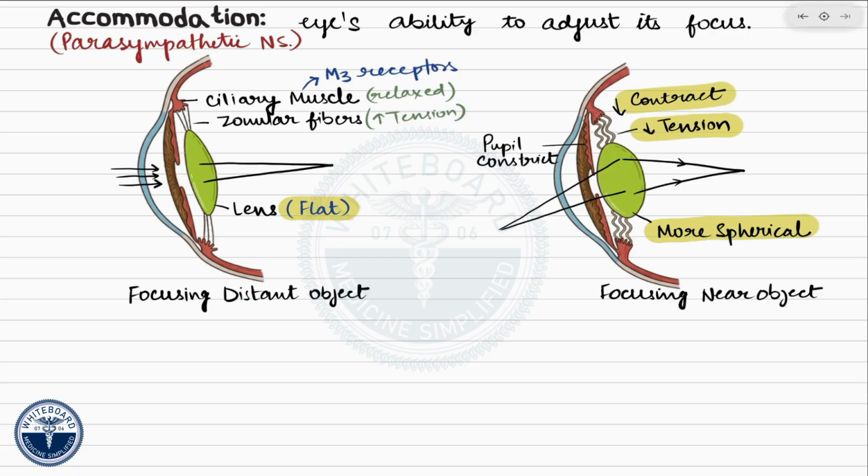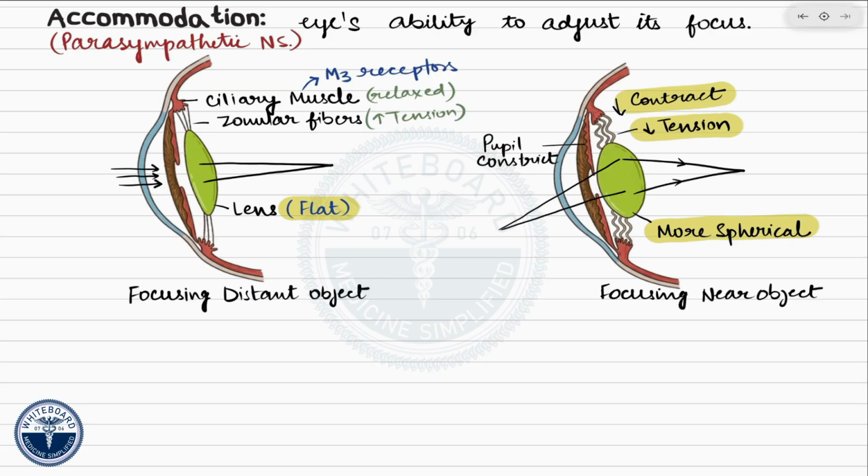Therefore, it is beneficial that accommodation remains under parasympathetic control, allowing the eye to adjust its focus as needed. Now, since accommodation is controlled entirely by the parasympathetic nervous system, naturally only muscarinic drugs can affect accommodation. In contrast, alpha-1 agonists and alpha-1 blockers may change pupil size, but they have no significant effect on accommodation. This distinction becomes clinically important because changes in accommodation often lead to blurred vision.